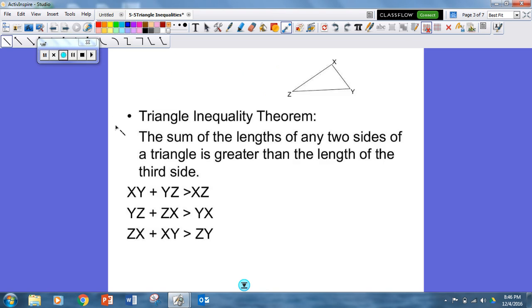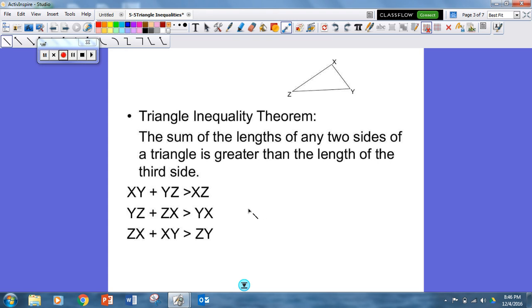The triangle inequality theorem states, the sum of the lengths of any two sides of a triangle is greater than the length of the third side. So in my triangle up here, XY plus YZ has to be greater than XZ. And this works for any of the three sides. So YZ plus ZX has to be greater than YX, and ZX plus XY has to be greater than ZY.